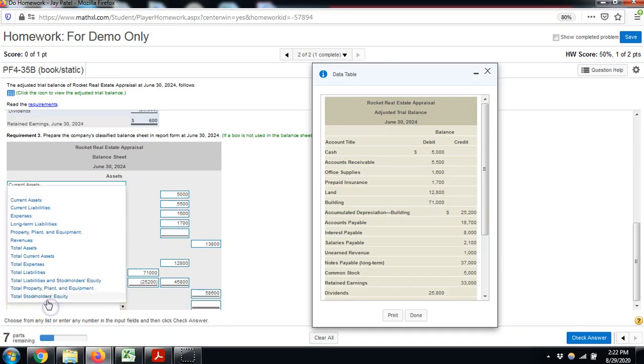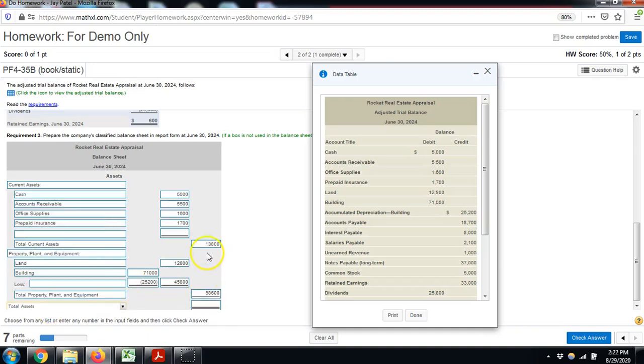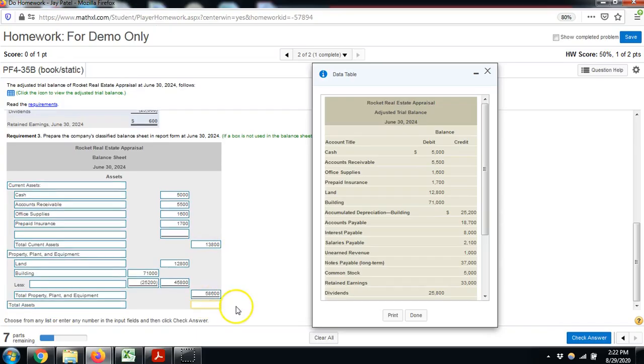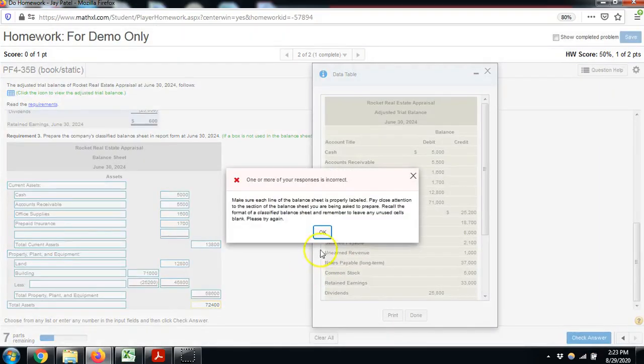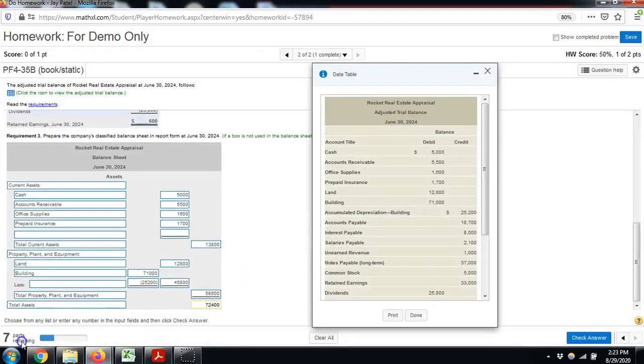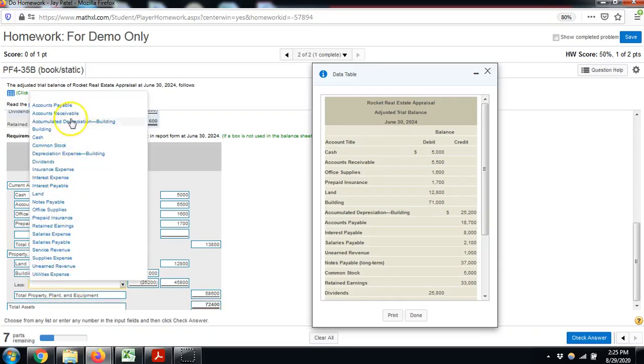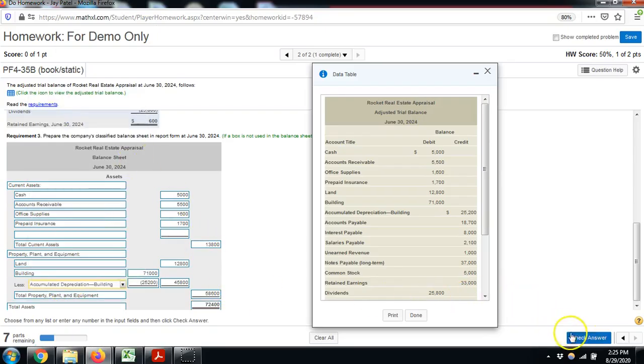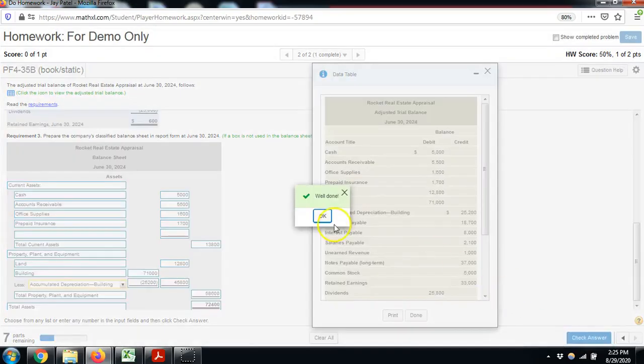And then finally we have total assets. We add up these two numbers. Okay. Oh, something went wrong. Okay, I think I see the problem here. I just forgot to put this. Let's see if this works. Okay.